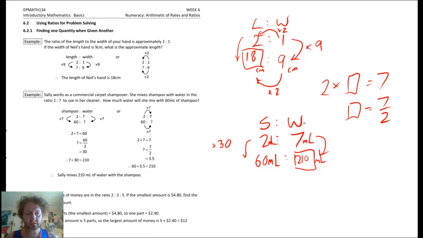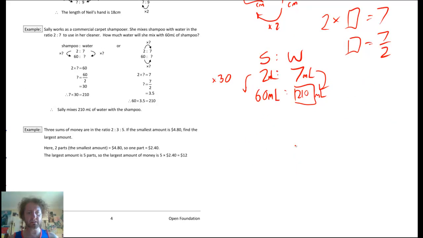What do we got down here? 3 sums of money. Okay, we got our first 3-part ratio. 3 sums of money are in the ratio 2 to 3 to 5. If the smallest amount, which is clearly the 2 bits, is $4.80, find the largest amount, which clearly must be the 5 bits.